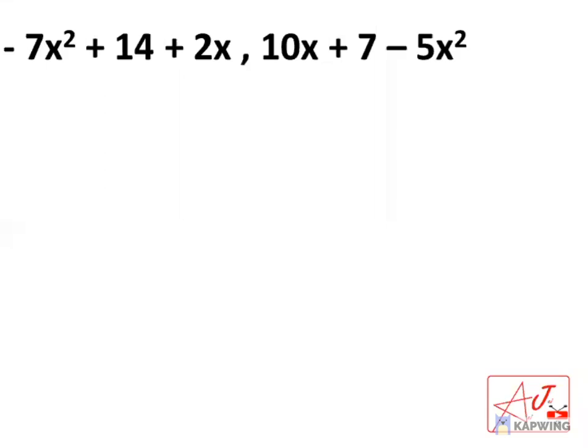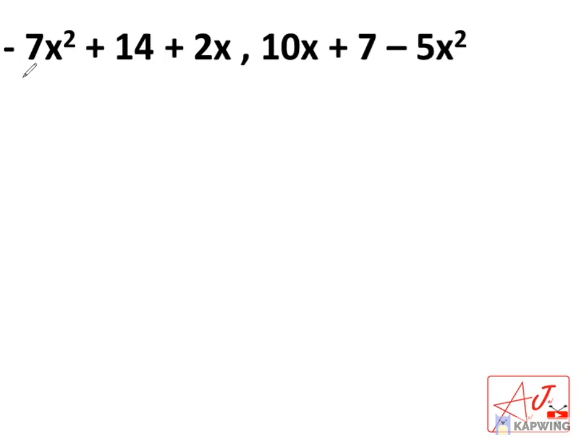So let us start. Supposed to be na meron tayong ganitong example: negative 7x squared plus 14 plus 2x. I-add po natin siya sa 10x plus 7 minus 5x squared. So, ang unang gagawin natin is to observe every term. Dito sa kabila, we have negative 7x squared, 14 at 2x. Dito naman sa kabila, we have 10x, 7, tsaka negative 5x squared.